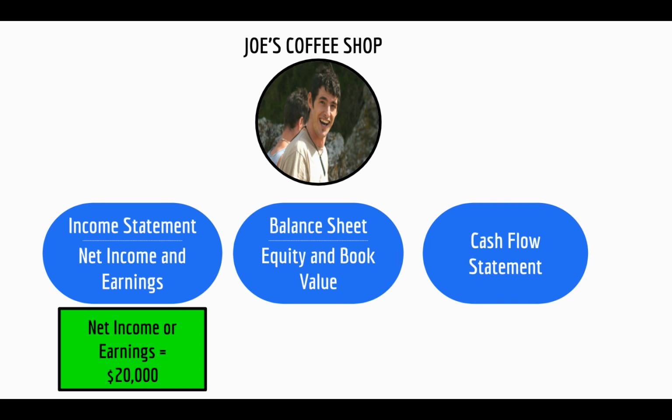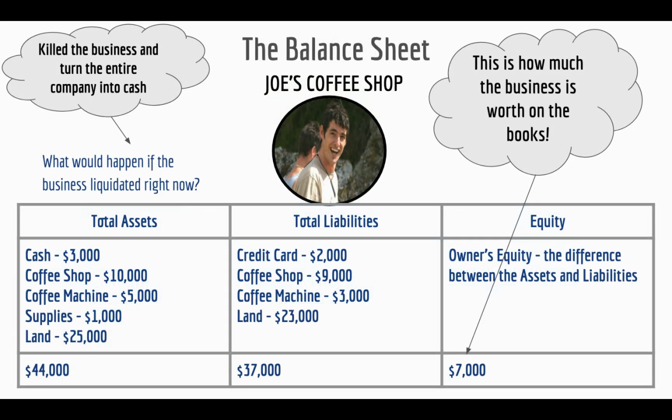And then there's the cash flow statement, which we're not going to get to in this lesson. We'll wait a little bit once we have the fundamentals established here. Okay. So let's take a look at Joe's coffee shop. There's a lot of stuff on here, but the balance sheet for any business is made up of three components: our assets, our liabilities, and our equity.